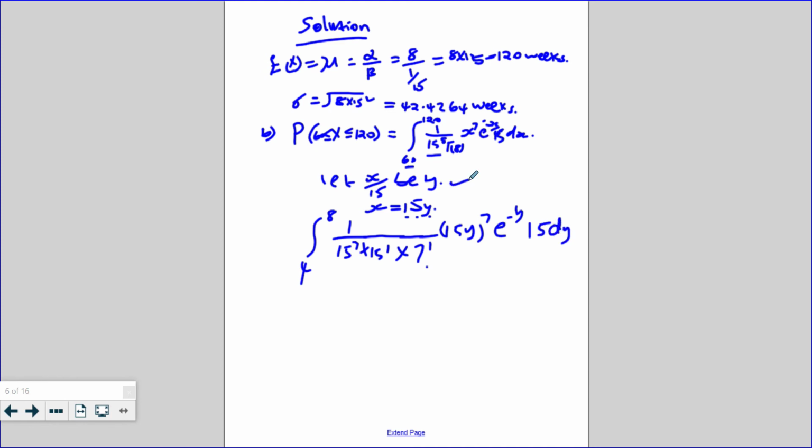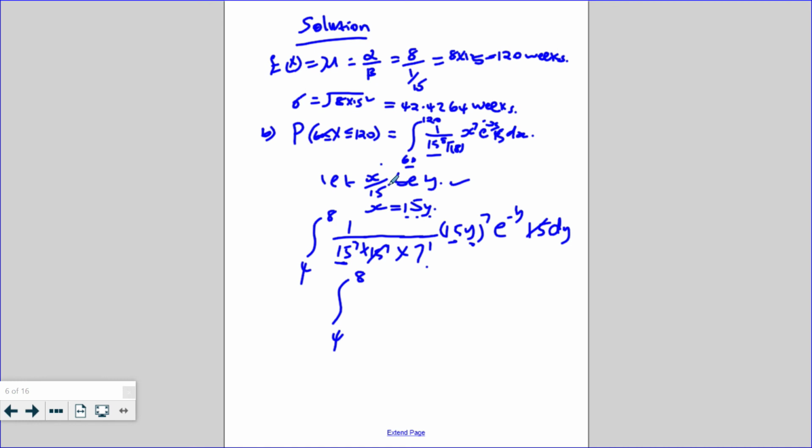So we can say that this one and this one cancel out. What remains is the integral from 4 to 8. So we have 15 to the power of 7 and this is 15 to the power of 7 y to the power of 7. Because we said let x out of 15 be y, so you can get x to the power of 1 and then 15 to the power of 1. So when it's the power of 7 and then the other y's to the power of 7, that one will simply give us y.